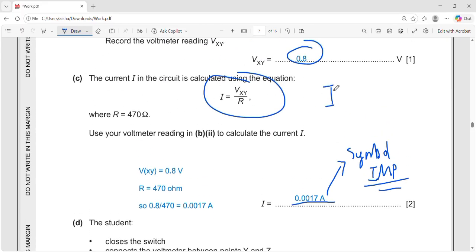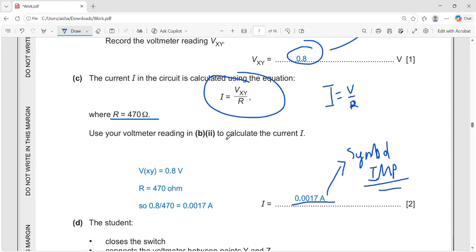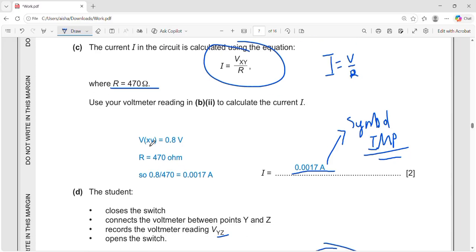Now the current I in the circuit is calculated using the equation. We know that I is equal to V over R. Resistance is given and the voltage we found over here. Use your voltmeter reading in BII to calculate the current I. The current is voltage over resistance, as they've given the formula here as well, though you usually don't get that in paper 4 or paper 2. So it's just 0.8 over 470, which is 0.0017 ampere. And just write the symbol over here. The symbol is really important.